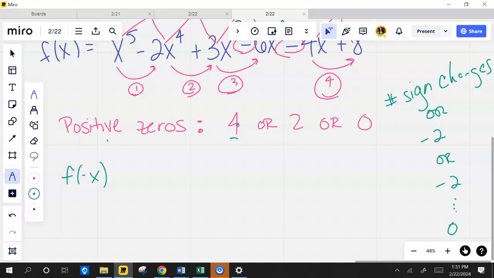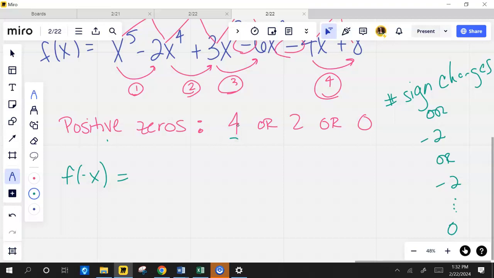Yes, that's exactly right. The negative solutions, I put a negative in for every x. Now what you have to think about here is your power on your x. If I've got an even power, it forces positive. If I've got an odd power, it keeps the negative sign. Negative 1 to the 3rd power is negative, but negative 1 to the 4th power is positive 1.